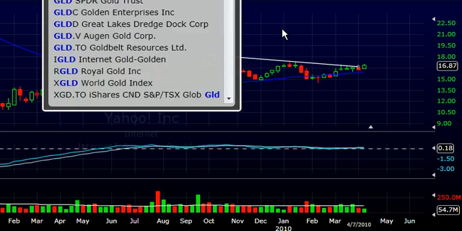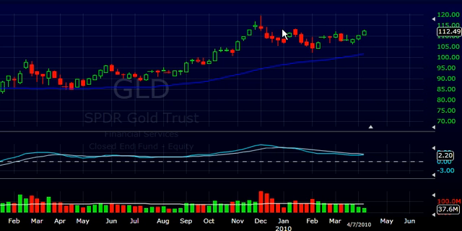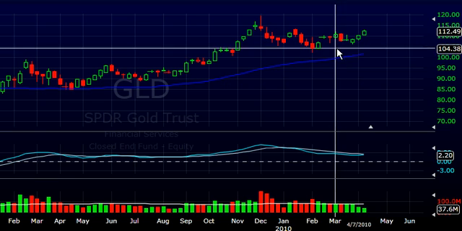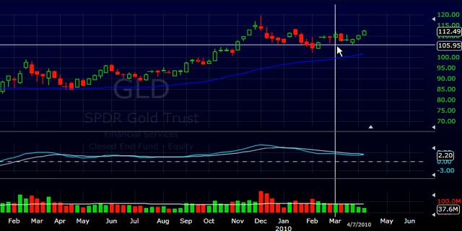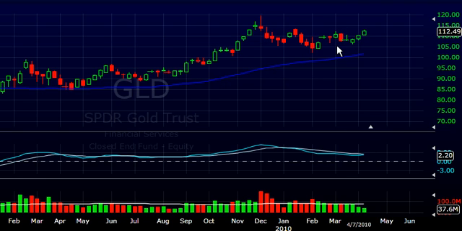Let's take a look at GLD. We'll leave up a weekly chart for now. This is GLD here on a weekly basis. We'll look at the volume on a daily basis here in a second. But we did hold this level here. We almost were stopped out. We did hold this level. We'll continue to leave our stop in place on GLD.